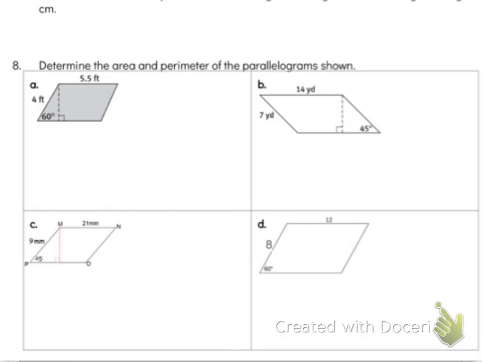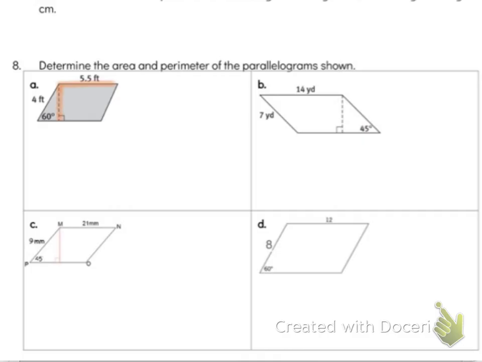Determine the area and perimeter of the parallelograms shown. So we're just going to do the same thing. Let's label our bases and our heights. So our base, 5.5. Our height is this dotted line right here. Now, your height is not 4. Your base and your height have to make a right angle. That's not a right angle, okay? So our height is this one right here.